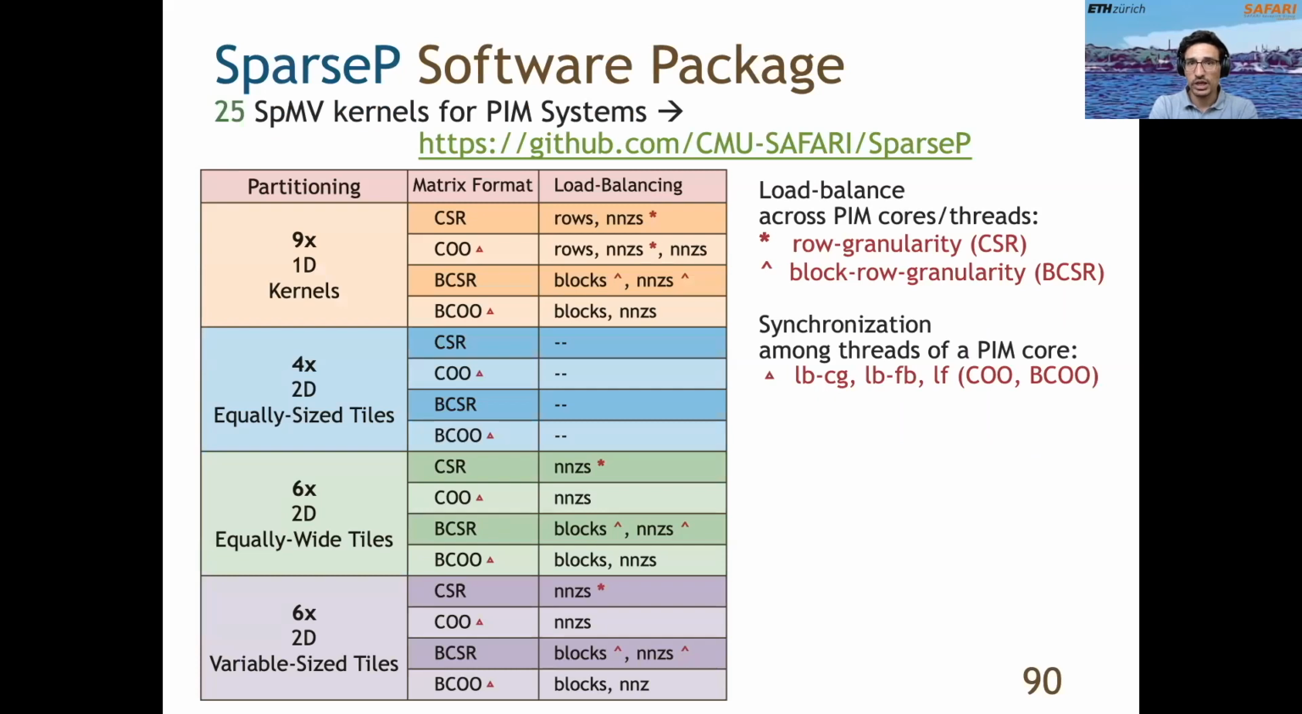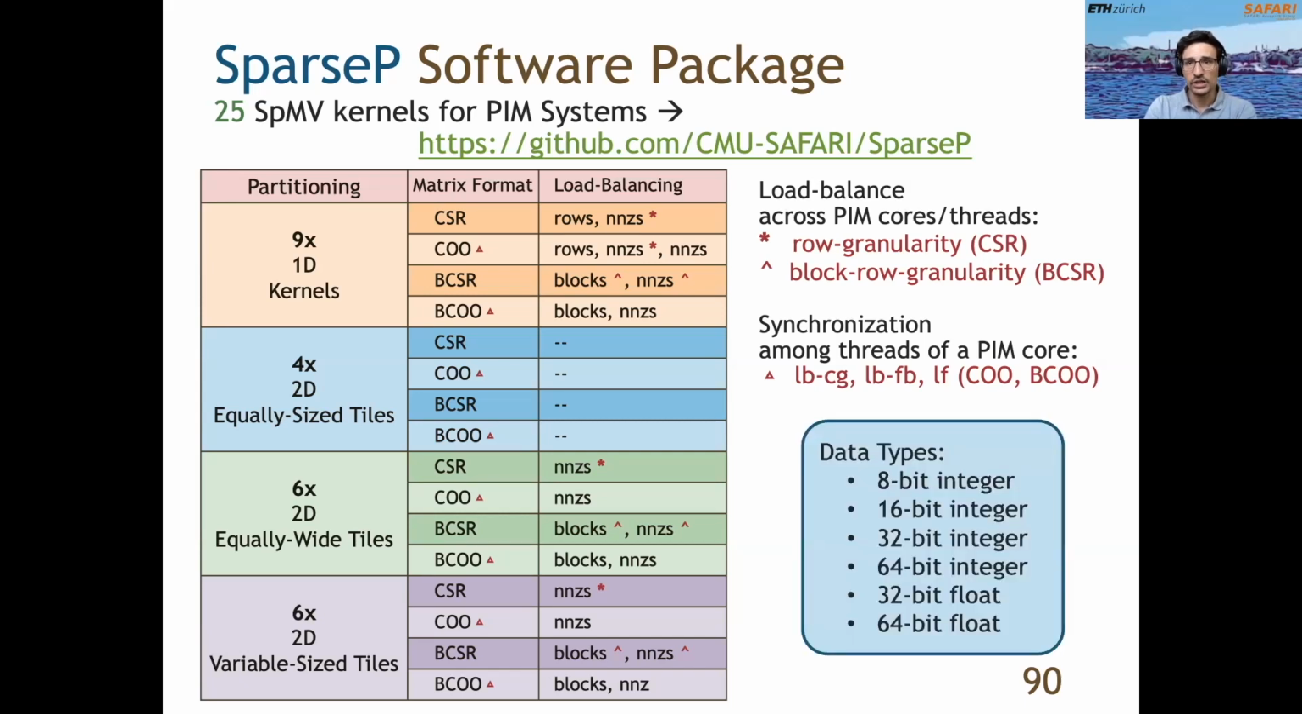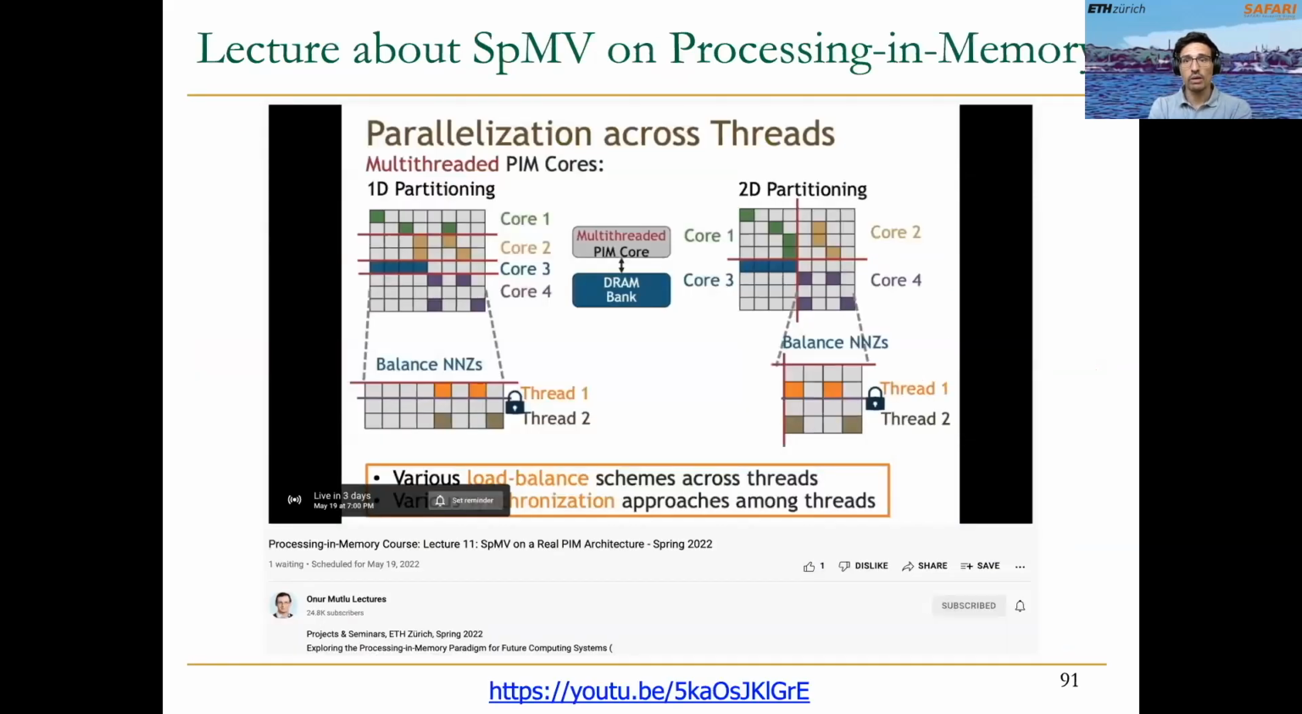This SparseP library is publicly available. You can access the code. This is a list of all the different versions that we implemented with different sparse matrix formats, different load balancing and synchronization mechanisms, and different data types. And if you want to learn more about this implementation of SpMV using processing in memory systems, I will definitely recommend the lecture that we are delivering this Thursday.